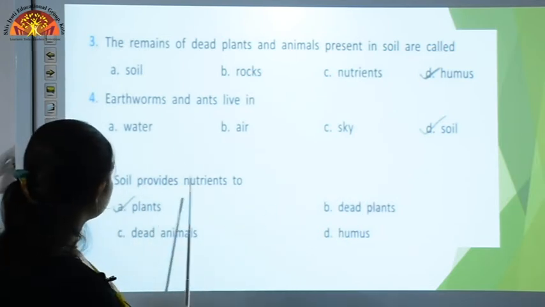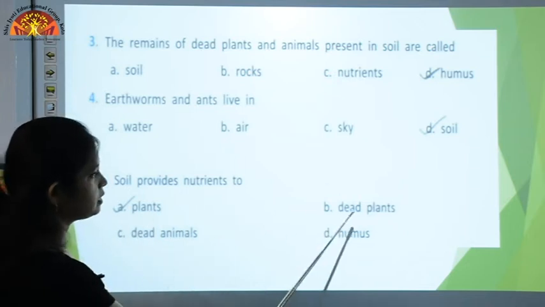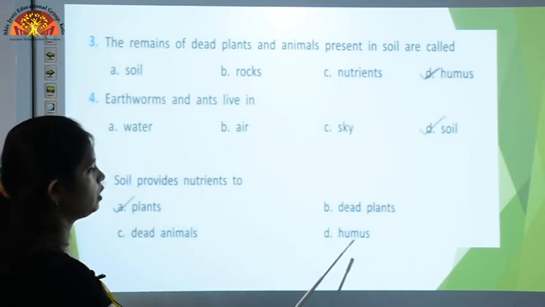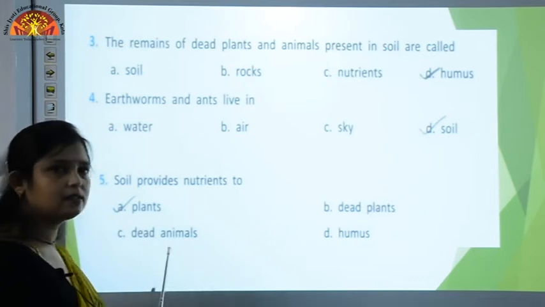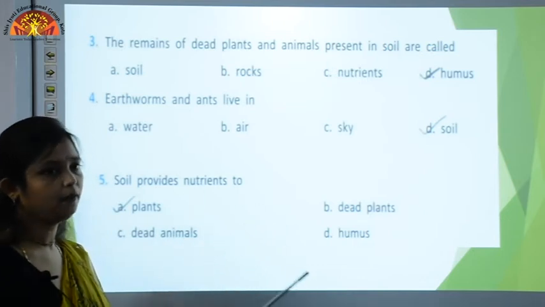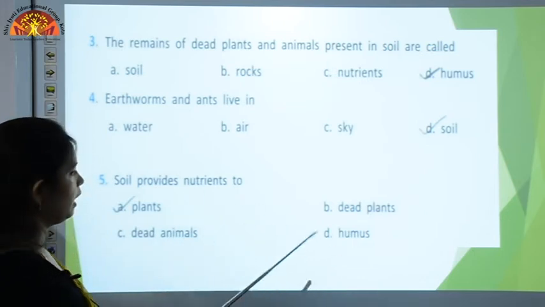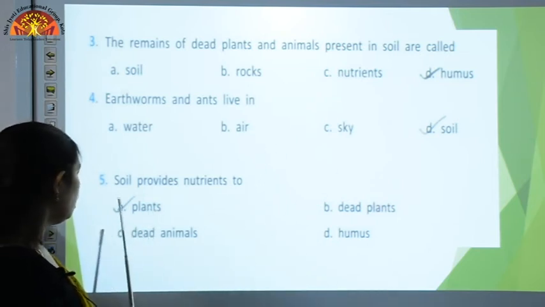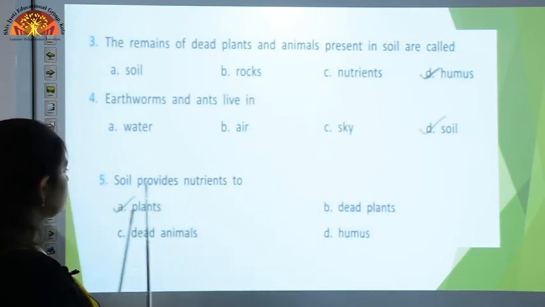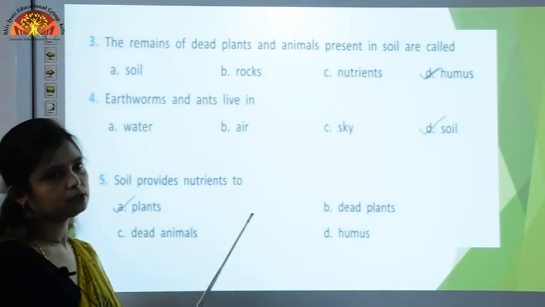Now, soil provides nutrients to: plants, dead animals, humus. So here the correct answer is plants, because dead plants and dead animals do not need nutrients, and humus itself contains the nutrients. So plants want the nutrients, and they get the nutrients from the soil.